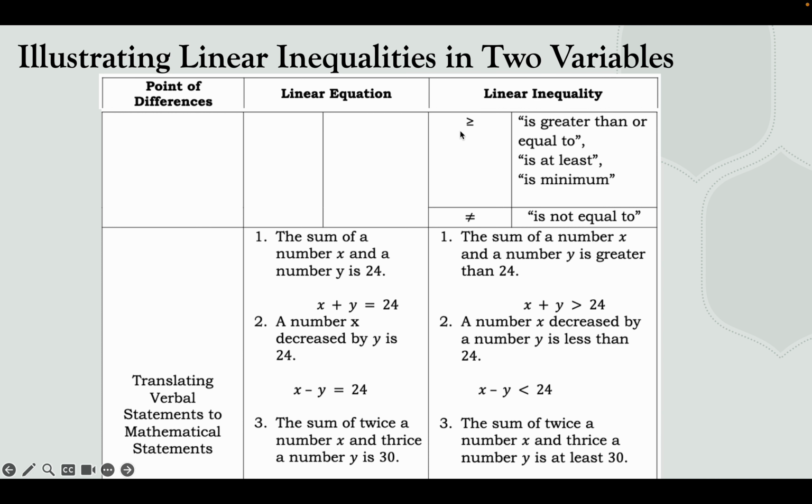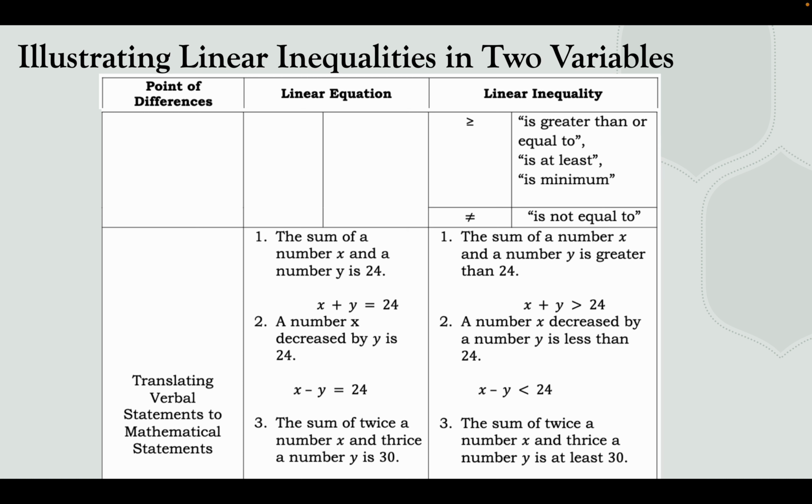Next one, we have this symbol: greater than or equal to, which means is at least, or is minimum. And the last one is this symbol, not equal. So we put a slash through the equal sign, so that is not equal.